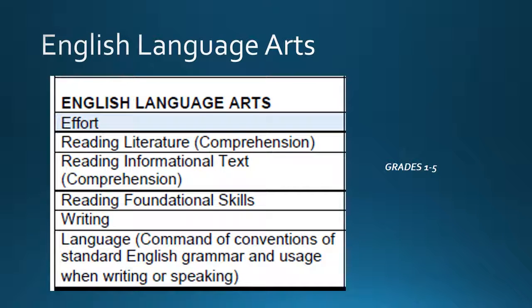Hello, this is Kathy Dean. I'm the English Language Arts and Social Studies facilitator, and I'm going to talk to you about the English Language Arts portion of the report card. You will see on this slide that there are 5 separate areas in addition to effort: reading literature, reading informational text, reading foundational skills, writing, and language. And I'll be talking about each of these areas separately.